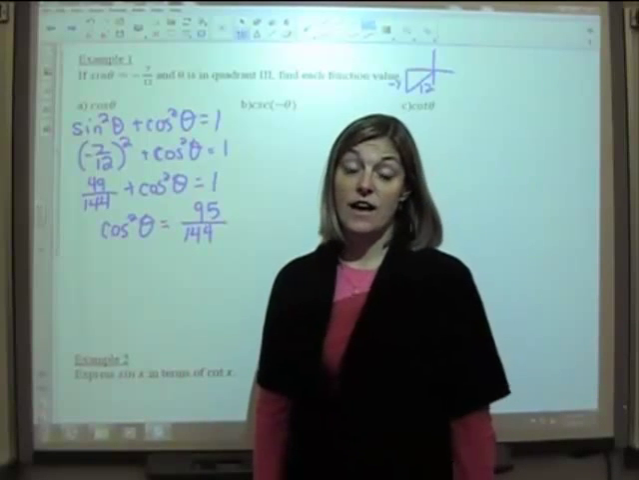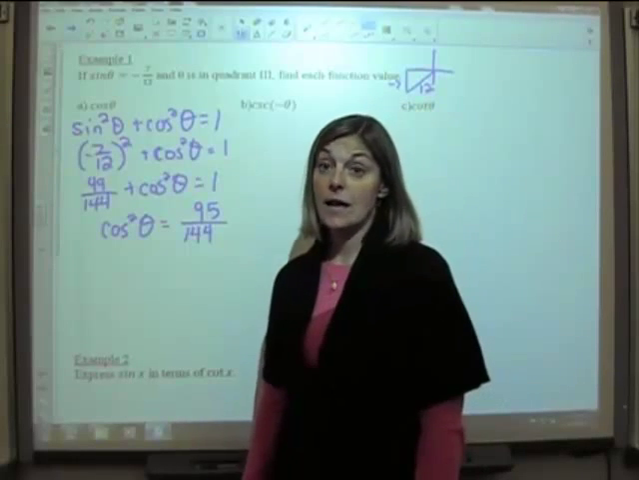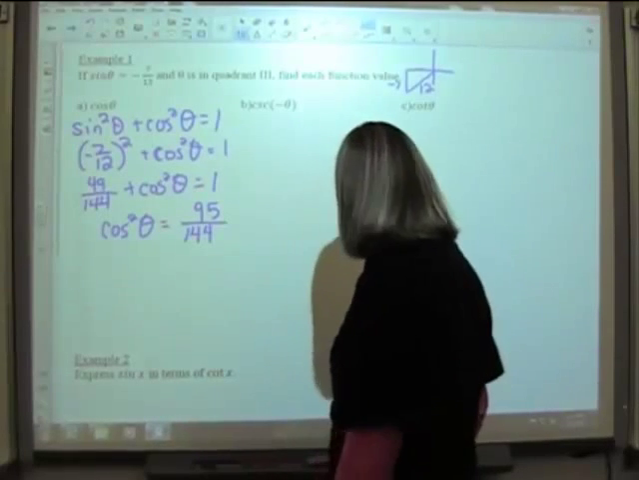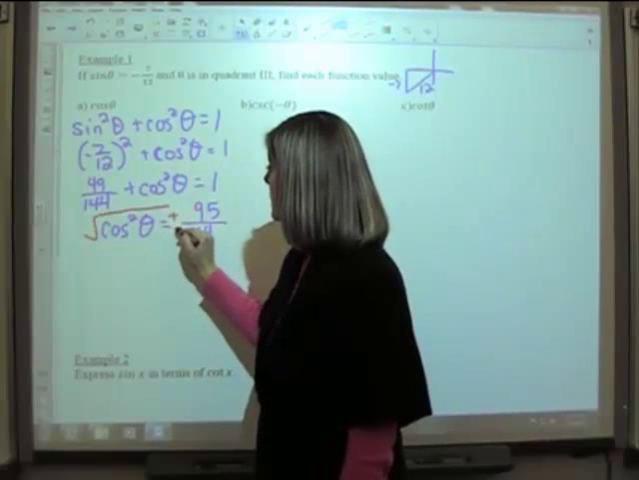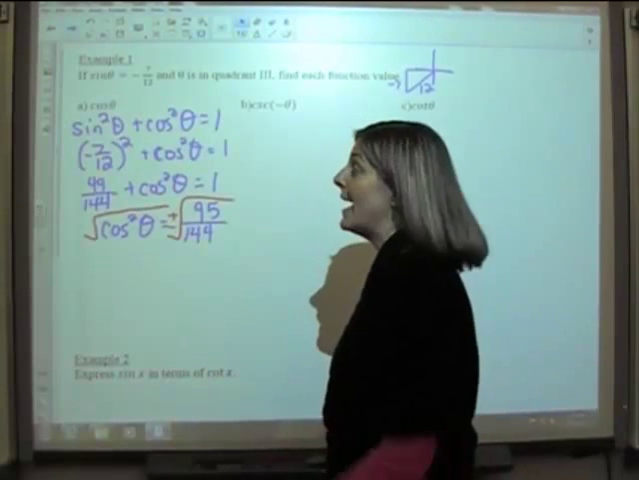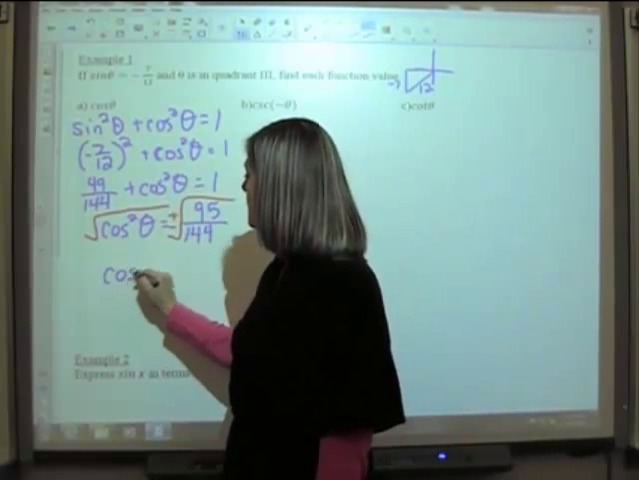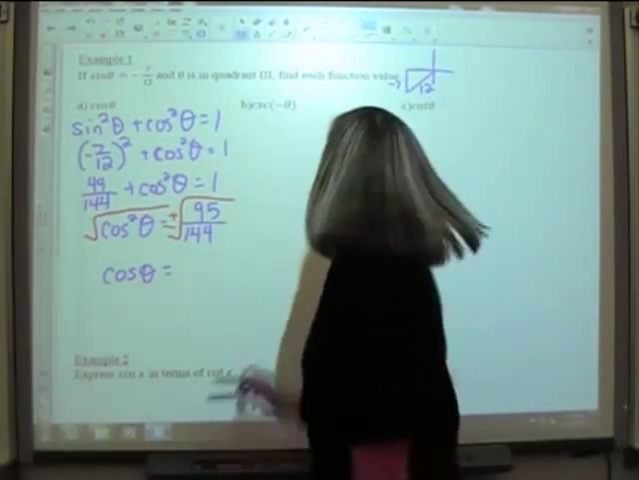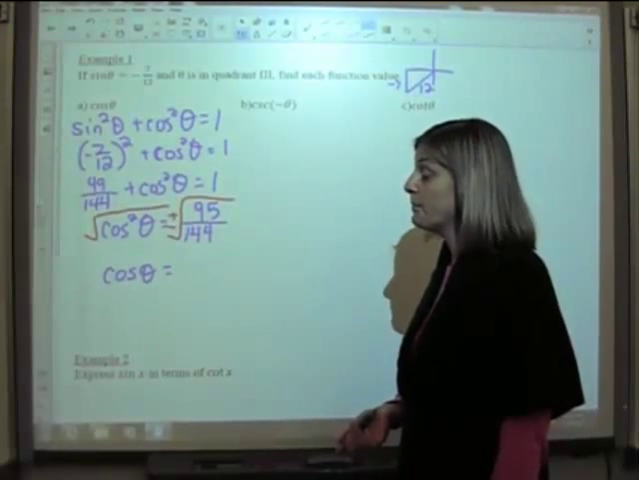And we get 95 over 144. Then the next step, because we want to get cosine, and we have cosine squared, is to take the square root. Remember, when you take the square root, you need your plus or minus, okay? That becomes very important at this point because now we need to remember which quadrant we're in. We're looking at cosine, and we're in quadrant 3. So is our cosine value in quadrant 3 going to be positive or negative? Well, it's going to be negative.